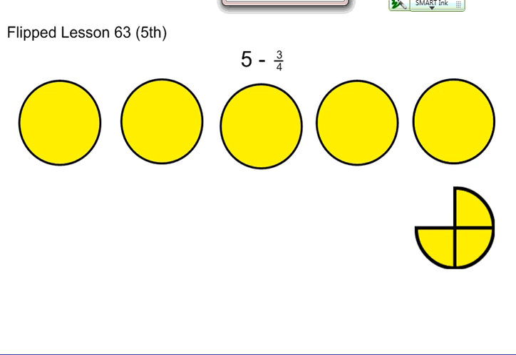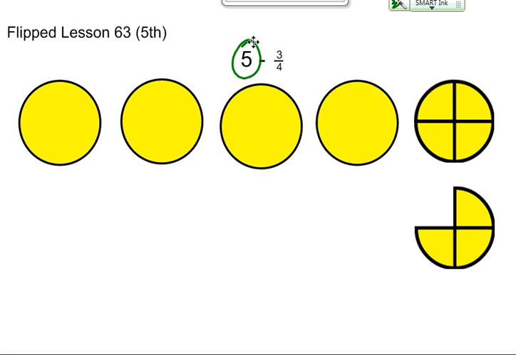So, to do that, we're going to take our whole number of 5 right here, and we're going to take one of them and break it up. I take one of my whole numbers and break it up and turn it into a fraction. So what I have is 4 whole circles left, and one circle that's divided into 4 fourths.